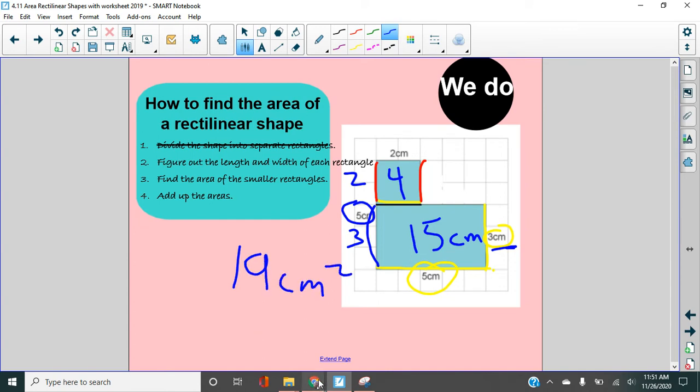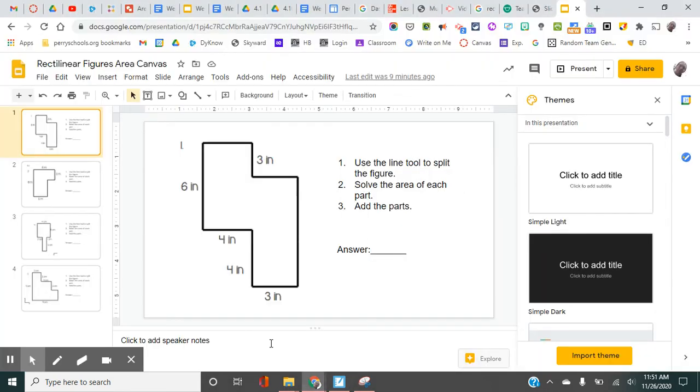All right, let's take a look at where yours is. Yours is over here in a Google slide presentation. So what you're going to be doing is using the line tool to split the figure. You're going to solve the area of each part and then add the parts. Now, sometimes you need to figure out one of the sides that might be missing. Let's do this one here together.